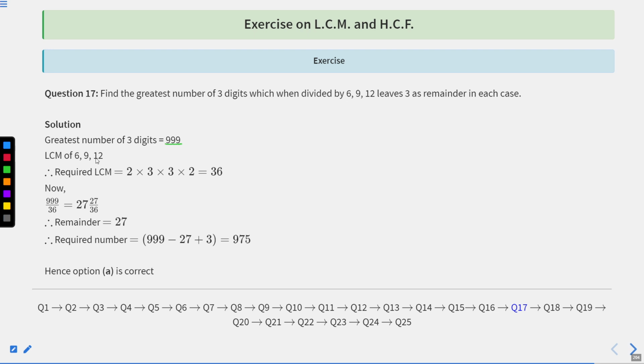And LCM of 6, 9, 12 is equal to 36. Now 999 divided by 36 leaves remainder 27. Therefore, the remainder is 27. The required number is 999 minus 27 plus 3, which is equal to 975. Hence, the correct option here is option A.